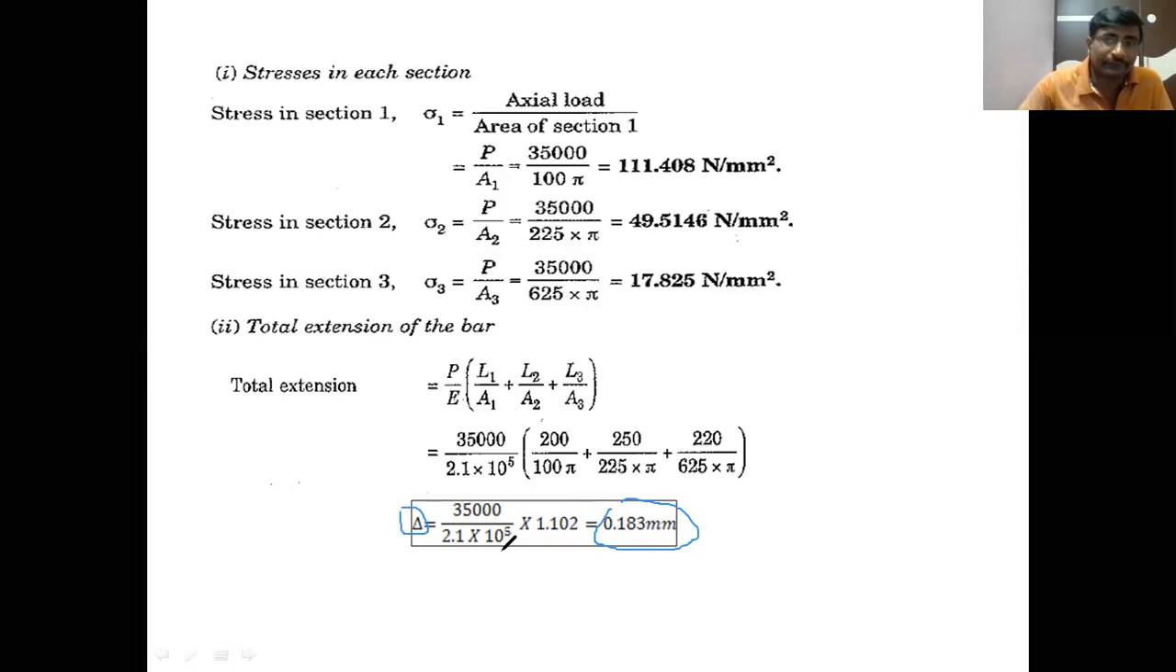Okay, students. Are you clear from this problem? If you are clear, we go for the next problem.